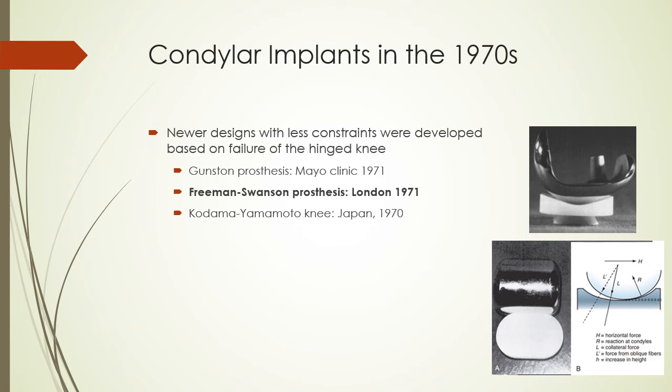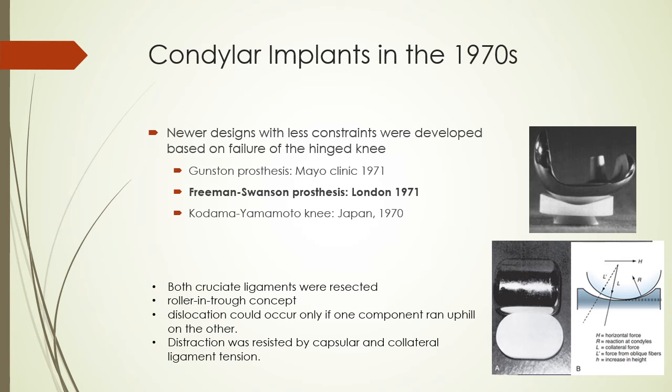The Freeman-Swanson prosthesis actually resected both cruciate ligaments. It's a roller and jaw concept, and as you can see, the roller moves on the tibial surface. If there is not enough resistance from the capsule and the collateral ligament tension, you may have a risk of dislocation of this mechanism once the femoral component runs uphill over the edge of the tibial component. And because it's constrained with the tibial component and sacrifices the cruciate ligaments, it's a functional approach.